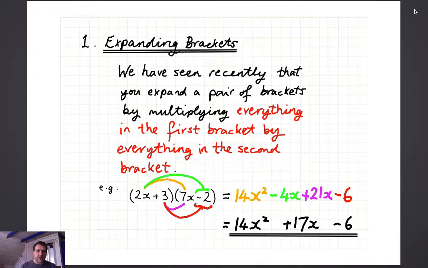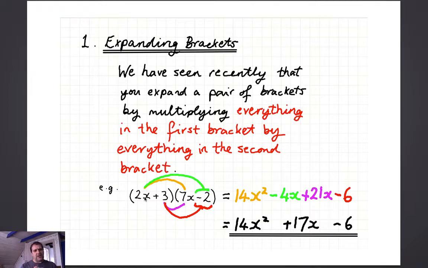And we saw in the last unit about multiplying out brackets. So this is just a reminder of that. So it says expanding brackets. We have seen recently that you expand a pair of brackets by multiplying everything in the first bracket by everything in the second bracket. So as an example here, I've got 2x plus 3 in one bracket and 7x minus 2 in another bracket. So we've got to do everything in the first bracket times everything in the second bracket.